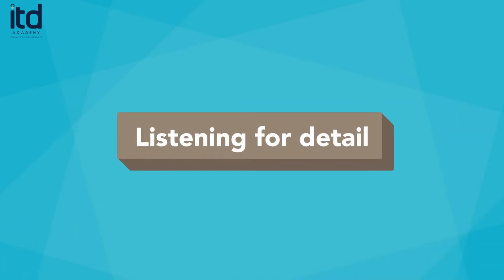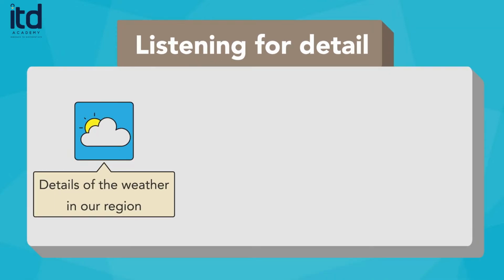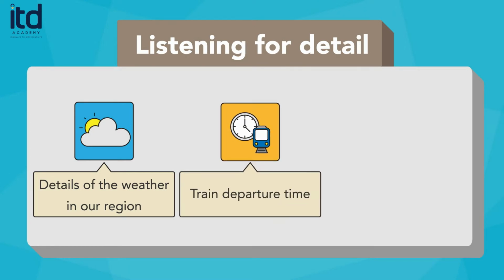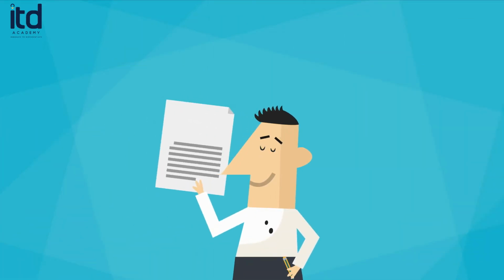Listening for detail. When we listen for detail, our attention is focused and we are searching for specific information in the listening passage. For example, we could be listening for details of the weather in our region, a train departure time, or the football results of our favorite team. As we listen carefully, we select the information we require and ignore the rest. There are several ways of training our students to develop the sub-skill of listening for detail.